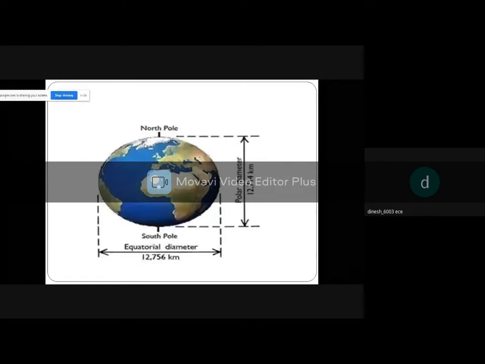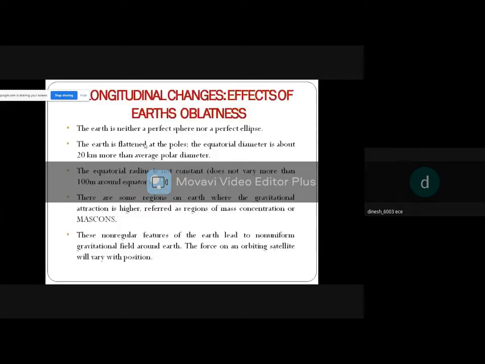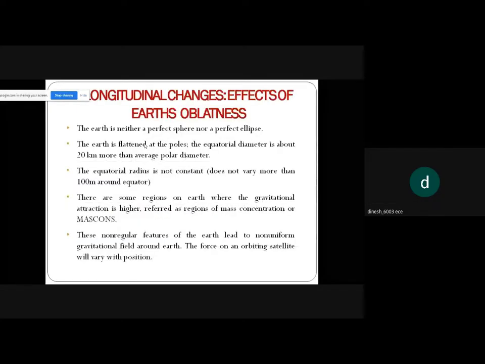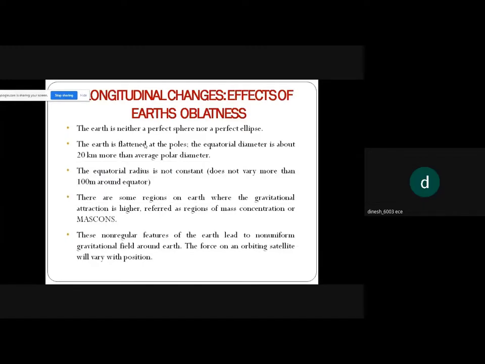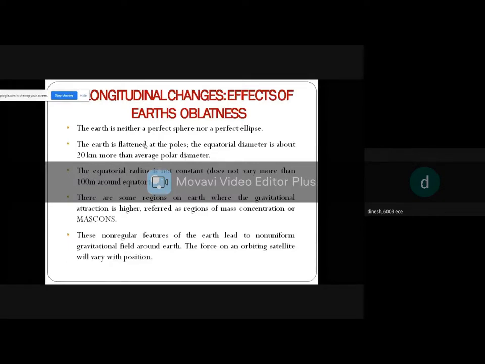So this shows that there is a difference of approximately 42 kilometers. This makes the term called obliqueness of Earth. The meaning is that the Earth is neither a perfect sphere nor a perfect ellipse. So this is the obliqueness. The Earth is flattened at the poles, which means that the equatorial diameter is about 20 kilometers more than the average polar diameter. So this makes obliqueness.